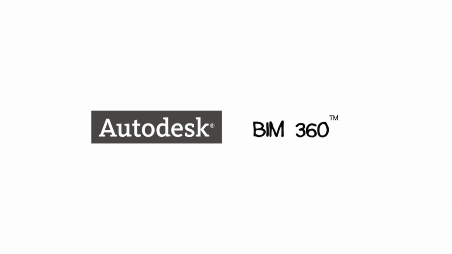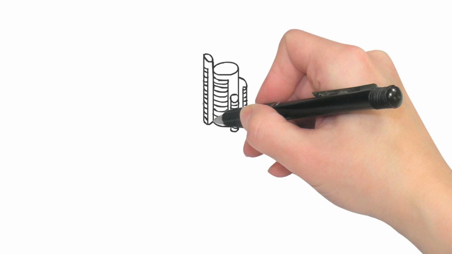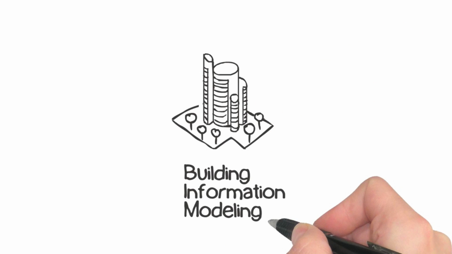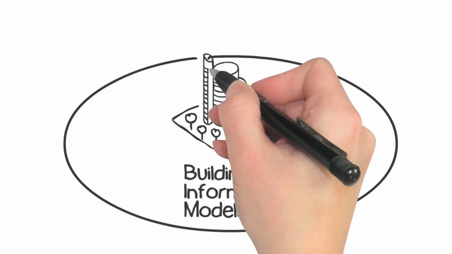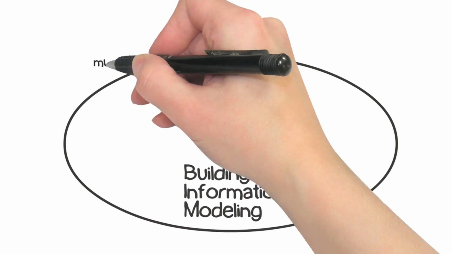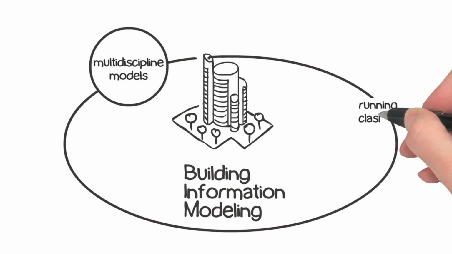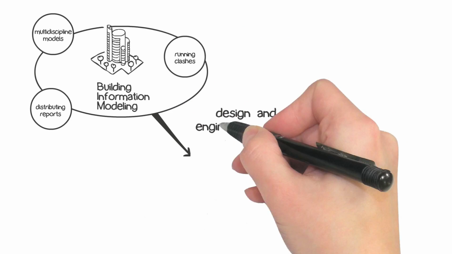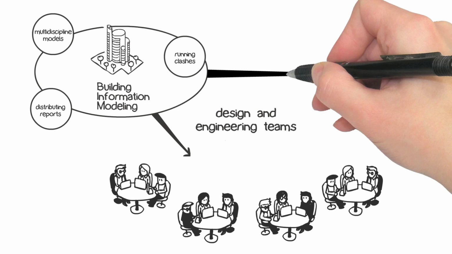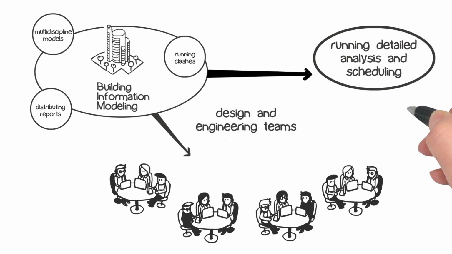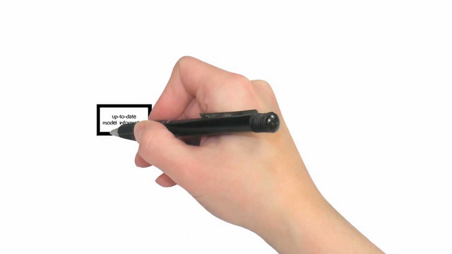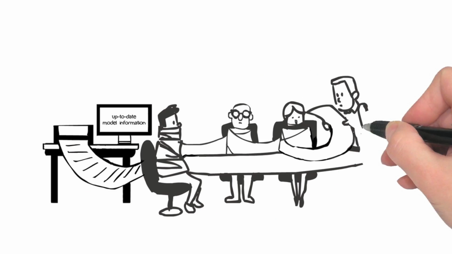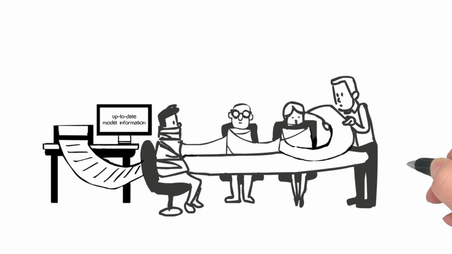So, you're starting another BIM project, but you're not sure everyone involved has access to the building information they need. Why? Because BIM projects often include only a few people gathering multidiscipline models, running clashes, and distributing reports back to the design and engineering teams, while at the same time running detailed analysis and scheduling for the anticipated build. In other words, not everyone has access to the most up-to-date model information, so every coordination meeting ends up including a long list of concerns that must be reviewed on the spot.